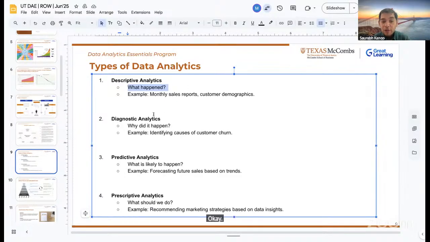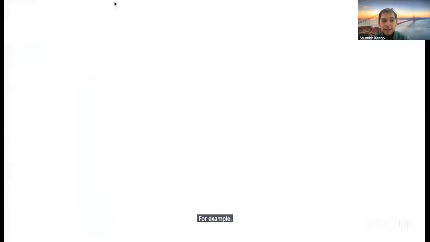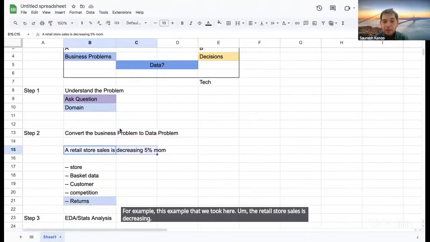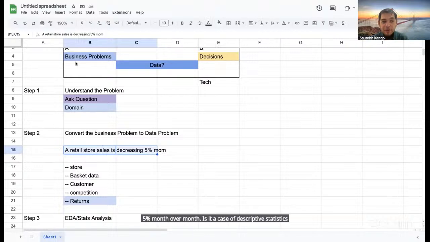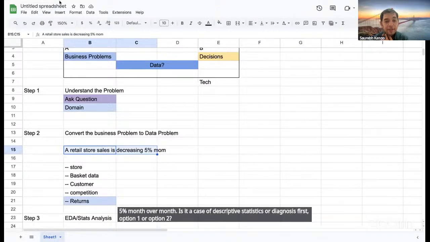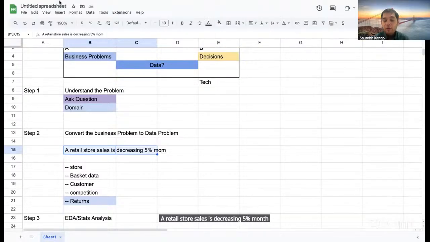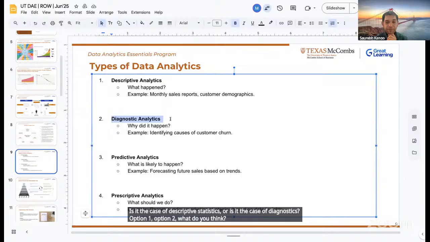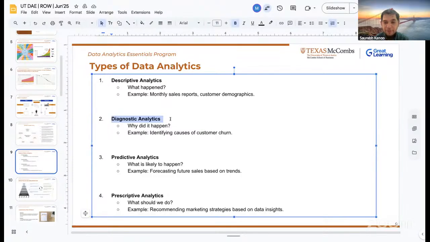Okay, then there is something called diagnostic analysis. In diagnostic analysis, we try to find out why it happened. For example, this example that we took here, the retail store sales is decreasing 5% month over month. We need to figure out why. Is it the case of descriptive statistics or is it the case of diagnostics? Option 1, option 2. What do you think? Option 2, diagnosis. Yes, it's a diagnosis. We're trying to figure out why it happened. We're trying to figure out the root cause of the problem, right? So that is nothing but your diagnosis.